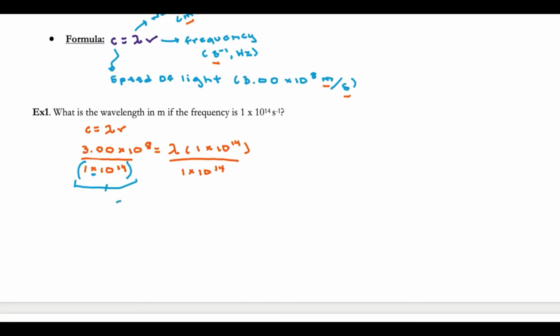So when you solve for this, the value that I get is 3 times 10 to the negative 6. Now, the reason why I put 3: notice for 3.00 I have 3 sig figs, and for 1 times 10 to the 14th I've got 1 sig fig, so my final answer should have 1 sig fig. My units are going to be in meters, and that is my answer. Okay, let's do another practice problem.